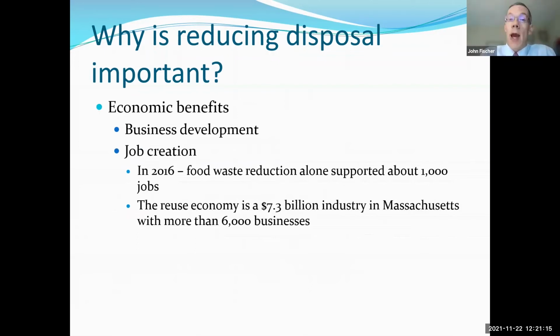Then reducing disposal and capturing these materials and using them in better ways is also important from an economic standpoint. So all these different ways of capturing and using materials, from reuse to recycling to composting and so forth, contribute to business development and job creation. And when we can do that here in Massachusetts, that's especially valuable for us as a state. We had a study done back in 2016 that showed that at that time, food waste reduction alone supported about 1,000 jobs in Massachusetts and showed signs of continuing to grow since then. We've also had a study done looking at our reuse economy that shows that's a greater than $7 billion annual industry in Massachusetts taken together with more than 6,000 businesses. So capturing these materials, avoiding disposal is important both from an economic standpoint and an environmental standpoint for Massachusetts.